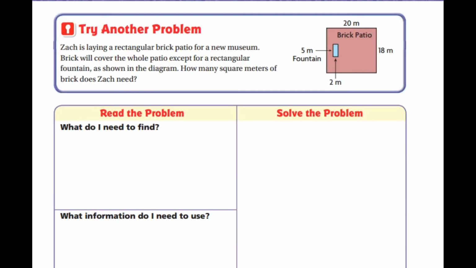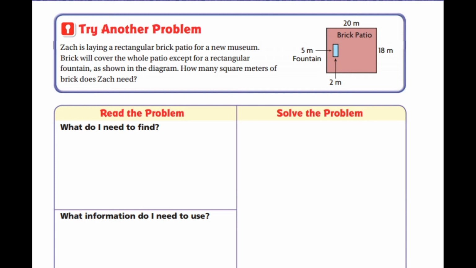Let's read it together. Patch is laying a rectangular brick patio for a new museum. Brick will cover the whole patio except for a rectangular fountain. So you will put a fountain here, not in the middle, but it will be in the patio area. As shown in the diagram, how many square meters of brick does Patch need?